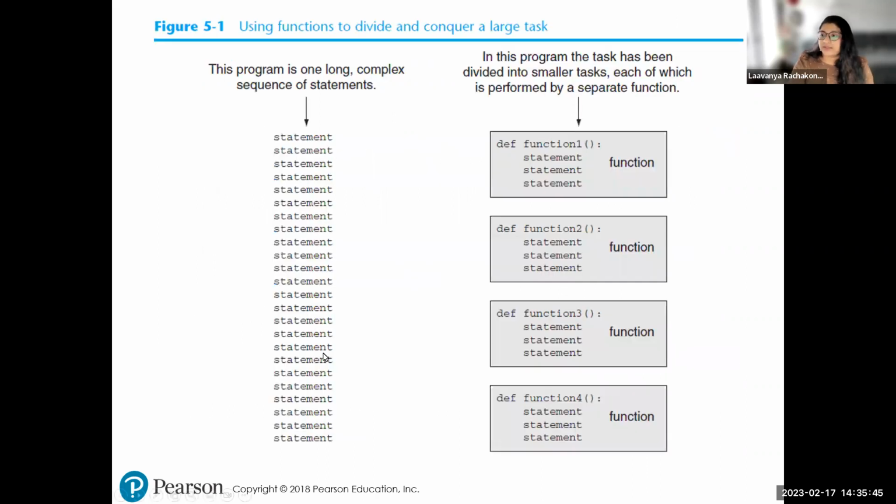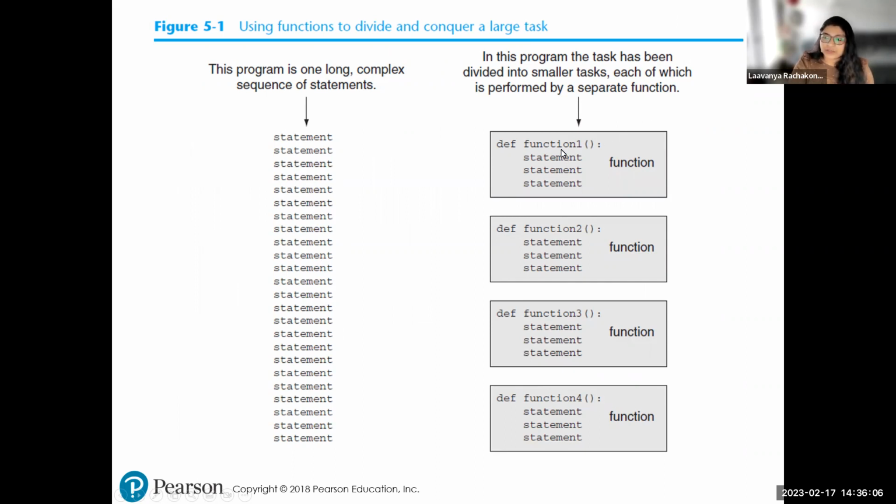So this is the representation. You have a sequence of long, complex statements. This could be any number of statements. And from this big program, using the divide and conquer approach, you have defined smaller tasks and created 4 different functions.